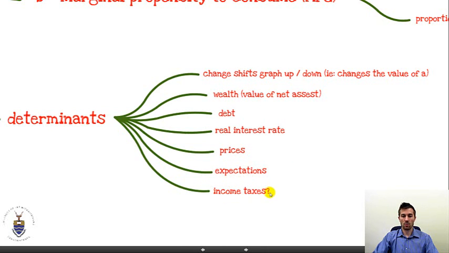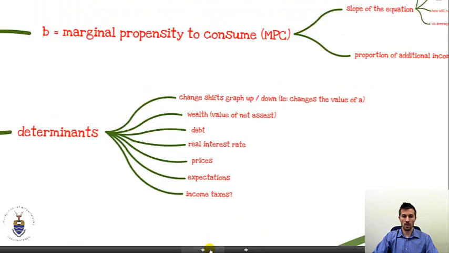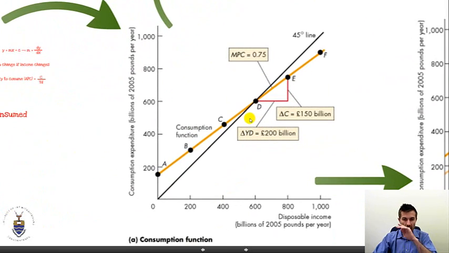Then I've got income taxes with a question mark. The reason there's a question mark is because in our consumption function with disposable income on the x-axis, disposable income is Y minus T. In other words, it takes into account T. The higher the tax is, the less our disposable income is. In other words, all we would do is move along this function. We wouldn't shift the entire function.